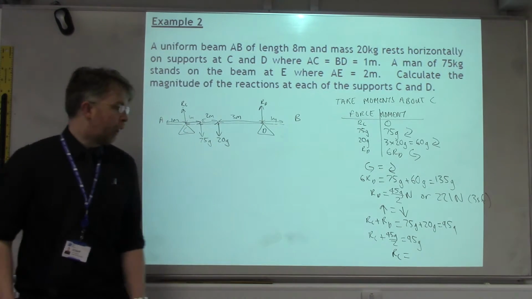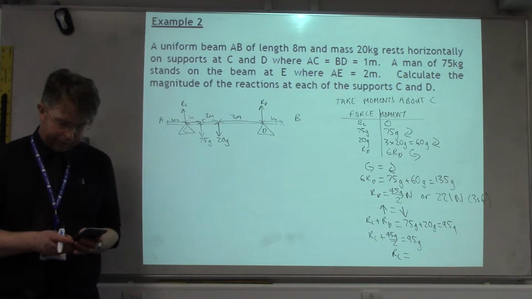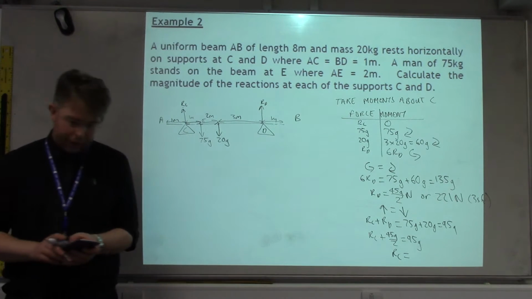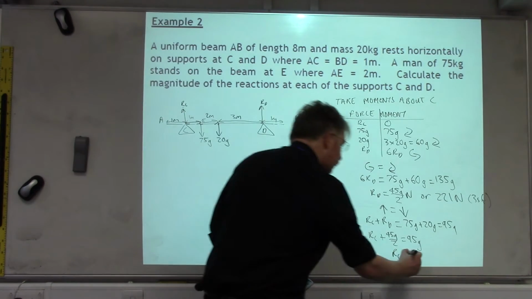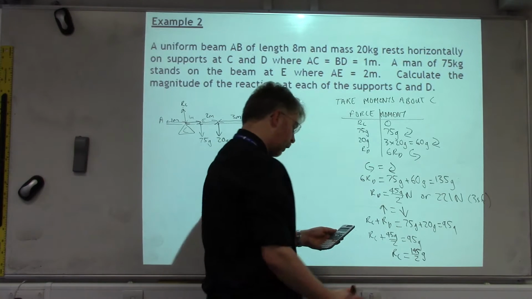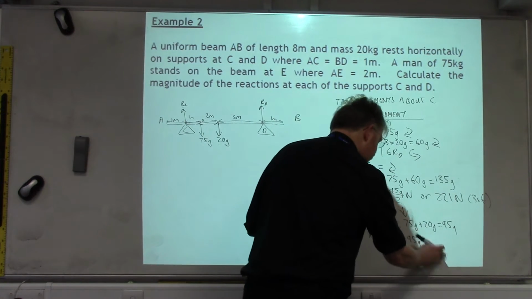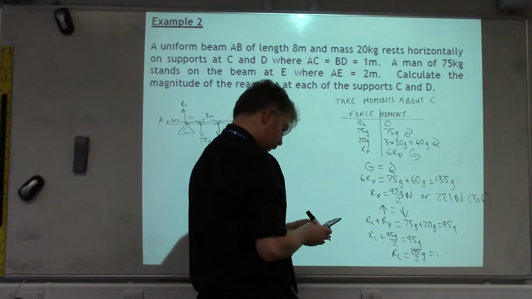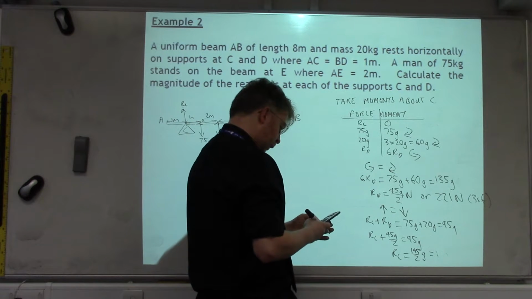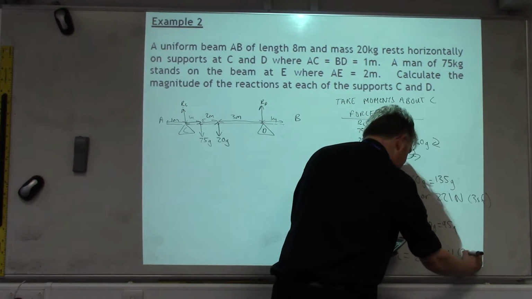Take the 45G over 2 away from 95. We get 145 over 2 G, which is equivalent to 72 point... it's not. It's equivalent to 711 newtons to 3 significant figures.